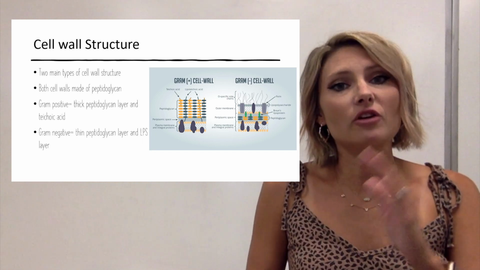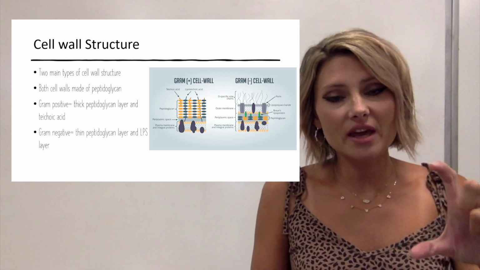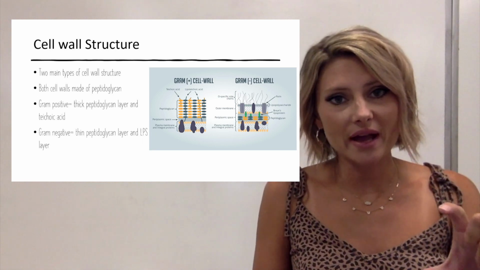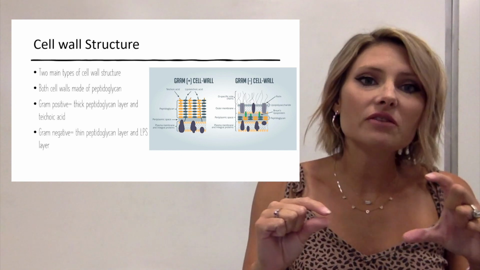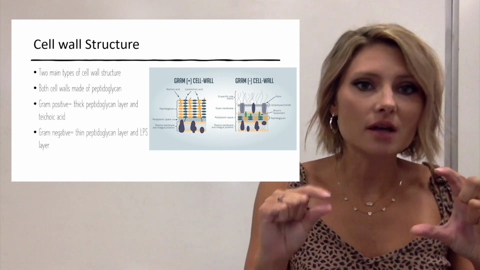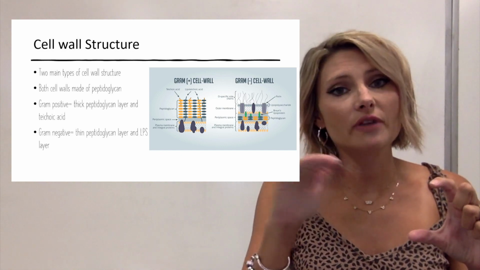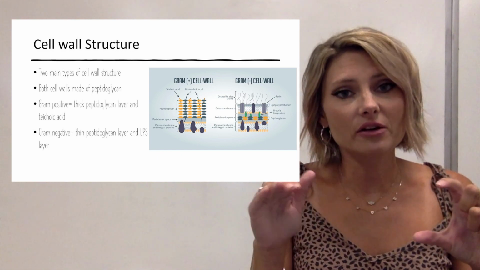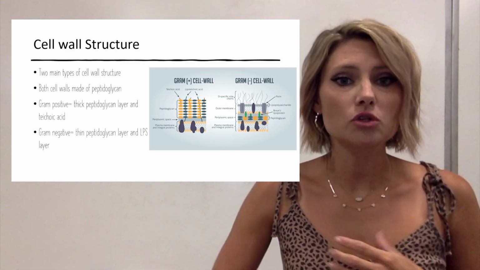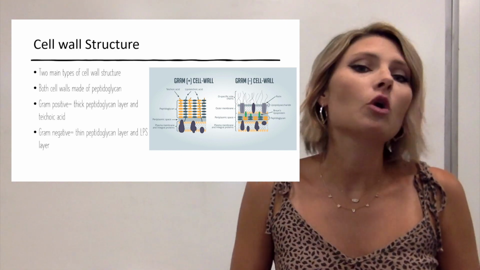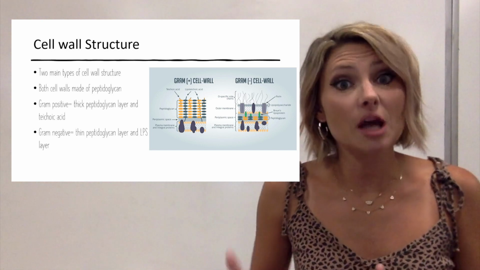Okay, so in gram-positives, you've got a very, very thick peptidoglycan layer with the teichoic acid running through it. In gram-negatives, you have a thin cell wall with no teichoic acid. Instead, you have a thin layer of LPS, lipopolysaccharides, on the outer part of the cell. So you're going to need to remember that for whenever we start talking about the steps of the gram stain.